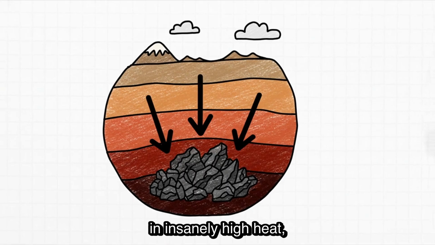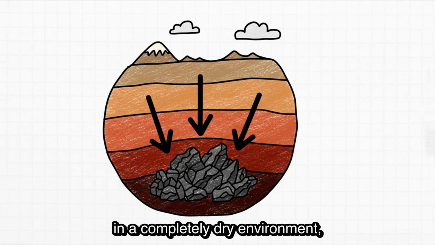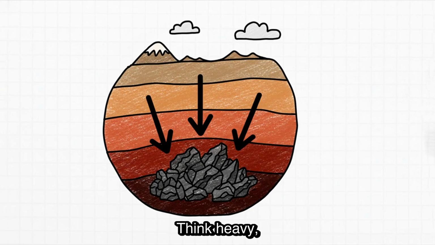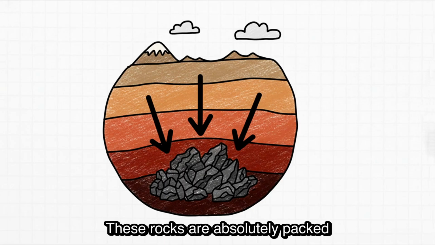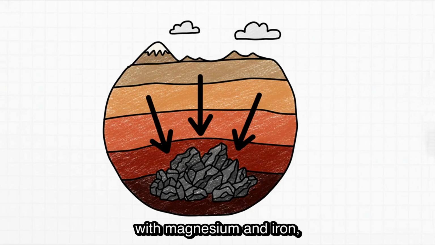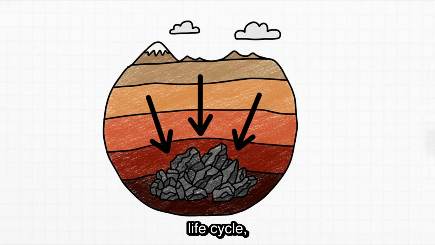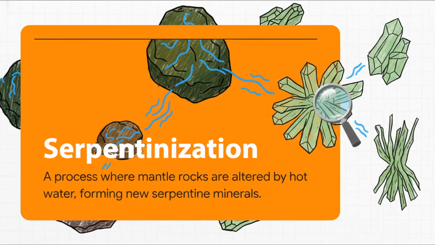Down there, in insanely high heat, under crushing pressure, in a completely dry environment, we have what are called ultra-basic or ultramafic rocks. Think heavy, dense stuff, peridotite, dunite, originating right in the Earth's mantle. These rocks are absolutely packed with magnesium and iron, loaded with high-temperature minerals like olivine and pyroxene. And let me be clear, at this stage in their life cycle, these rocks are totally dry, completely solid, and not fibrous at all. Not even a little bit.